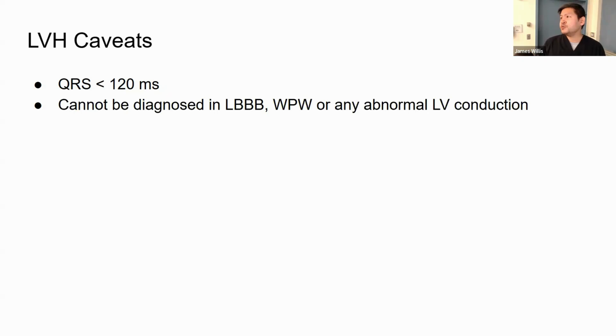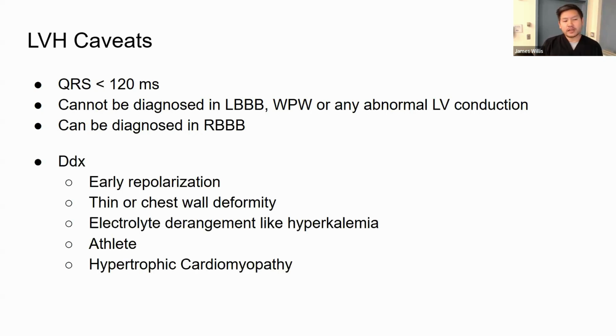You can't diagnose in WPW because you have a similar problem, where you have cell to cell depolarization of the LV as well. So you can't diagnose in WPW or any abnormal LV conduction. Sometimes in the left anterior fascicular block, you can have false positive LVH findings. But you can diagnose in the right bundle because your conduction is normal. Some differential diagnoses can be early repol, patient's really thin, they're an athlete, they have hypertrophic cardiomyopathy, or whatever electrolyte derangement can mimic LVH.